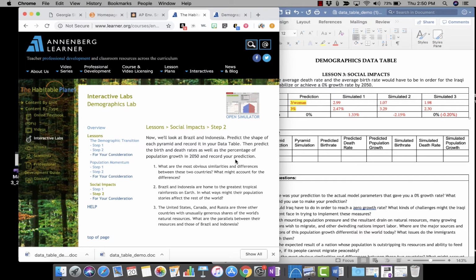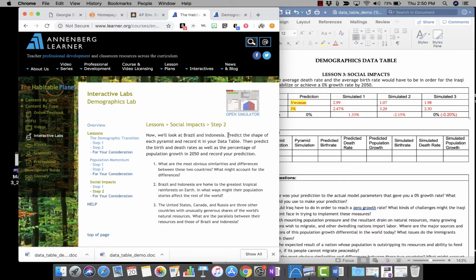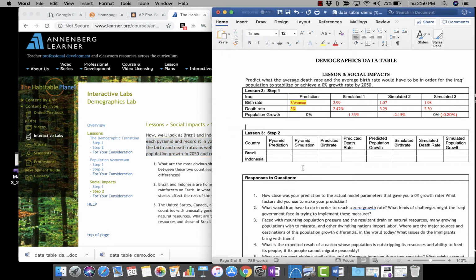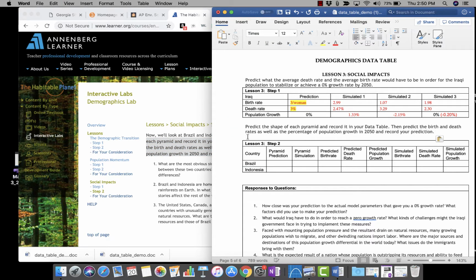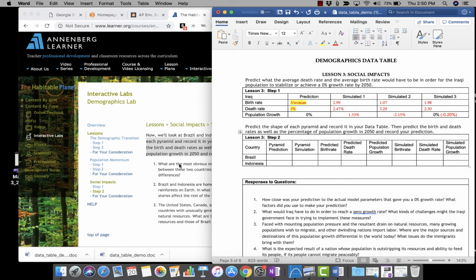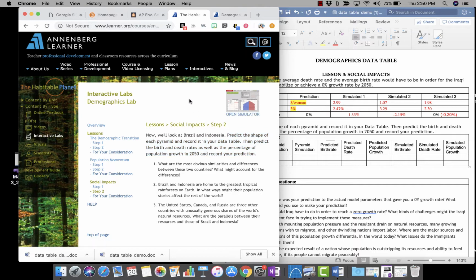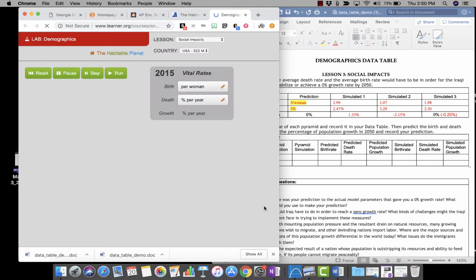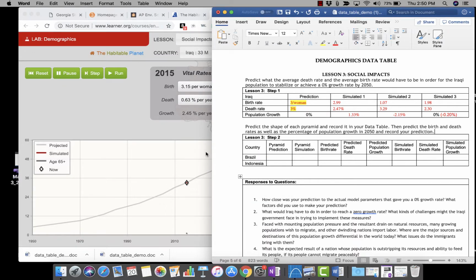Okay, so now we're going to try Brazil and Indonesia. We're going to predict the shape of the pyramid and then predict the growth rates. Okay, so this is what we have to do for this part. The shape of the pyramid recorded in the data table, and then the percentage of population growth. Okay, so our predictions will be in yellow.